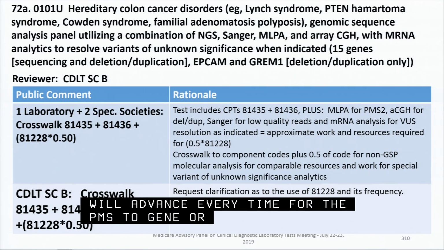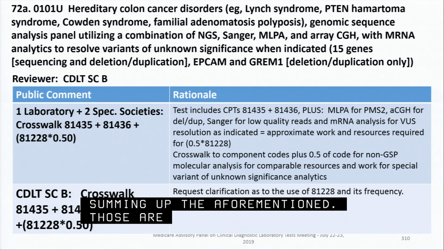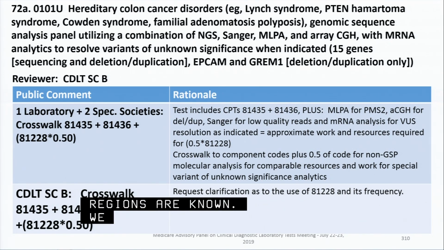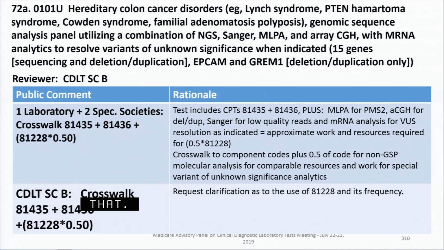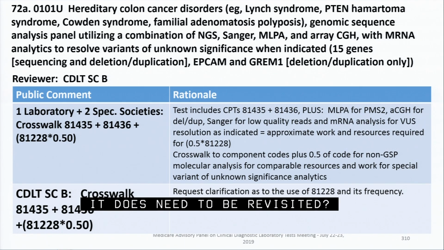So those are done every time that gene is present and every time, and those regions are known. So in advance, we know we're going to do that. So I guess my question with this is: is this different enough than what other people are doing that it really does need to be revisited as a gap fill? Because you're combining different things.